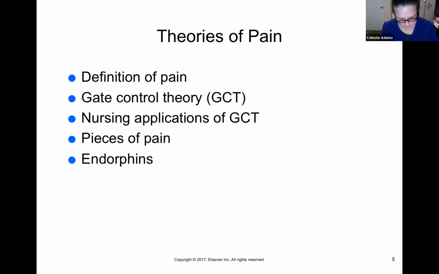Let me go to my slides. We're going to do the definition of pain. We're going to go over the gate control theory. We're going to see the nursing applications of the gate control theory. Like I said, why do we need to know about the gate control theory? So we can do our nursing care appropriately. Then the pieces of pain theory, and how endorphins come into play with the theory of pain and pain management.